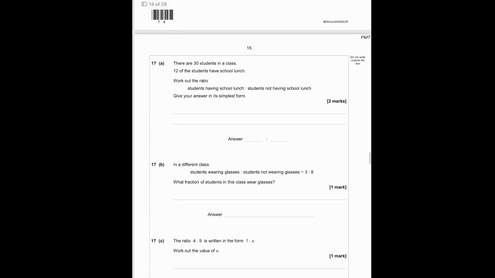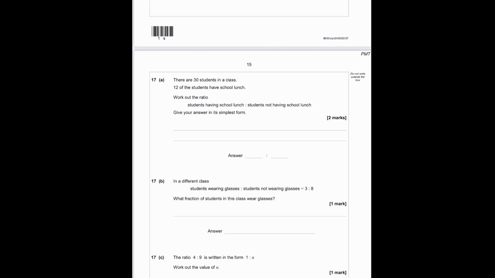There are 30 students in a class. 12 of the students have school lunch. Work out the ratio. So if there are 30, take away 12 gives me 18. So 12 have lunch. So 12 to 18, and we can simplify that to 2 to 3.